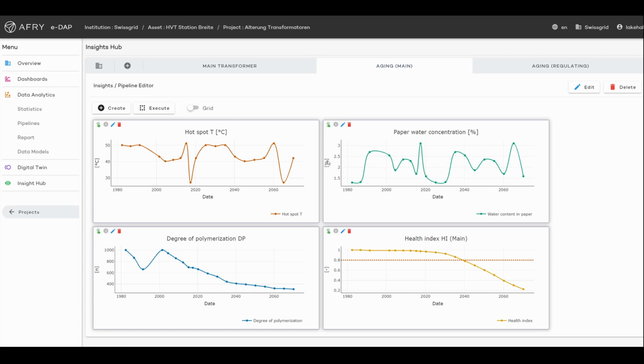Resulting out of the hotspot and the paper water concentration is a degree of polymerization, DP. The final result is a so-called health index, HI. That is, from the beginning, when the oil is placed new, and how does it degrade over a long time. Depending on the limit the user would like to set, that tells actually what is the remaining useful lifetime. 2040 is the date where the entire transformer has to be replaced.